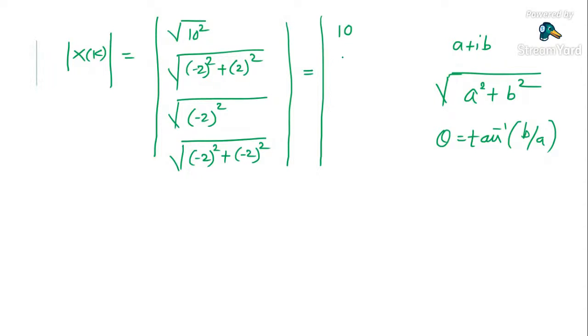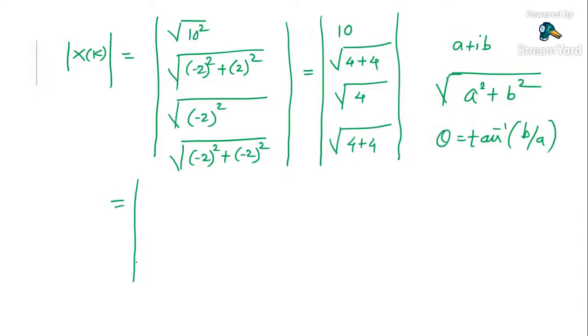Then the magnitude of this is square root of 2 raised to 2, 4 plus 4, which is equal to 4 plus 4. So it is 10, then square root of 8, then 2 square root of 8. Okay, so we got this.